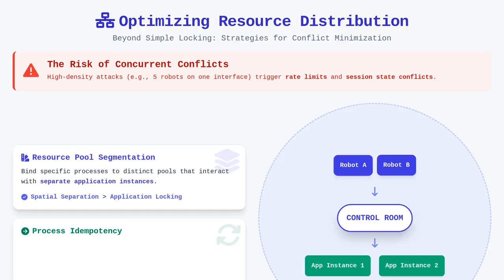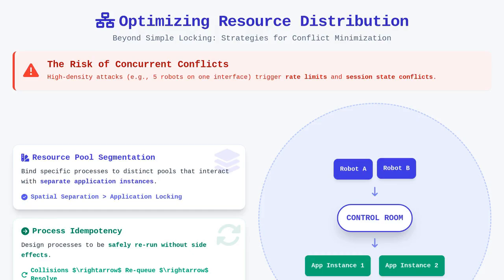When you design your processes to be idempotent, meaning they can be safely rerun without side effects, you gain the flexibility to handle collisions by simply requeuing the failed item for processing by a different robot at a later time.